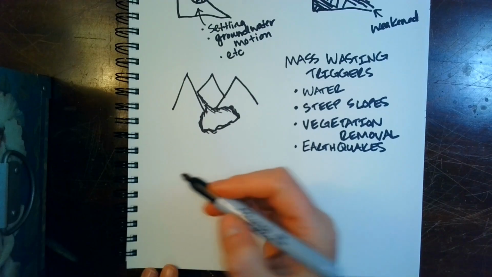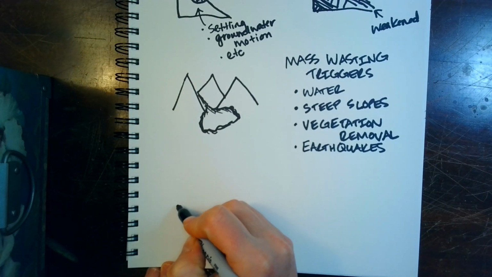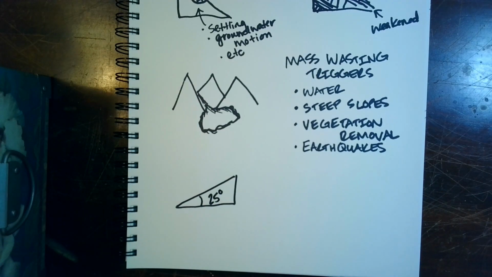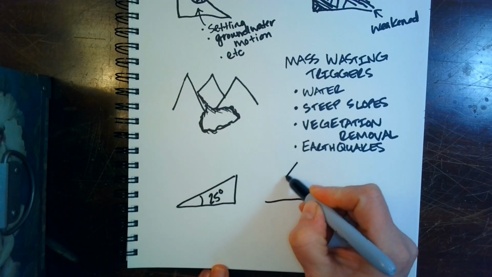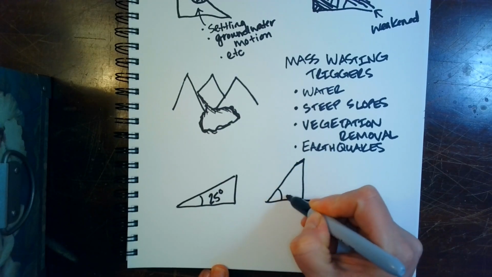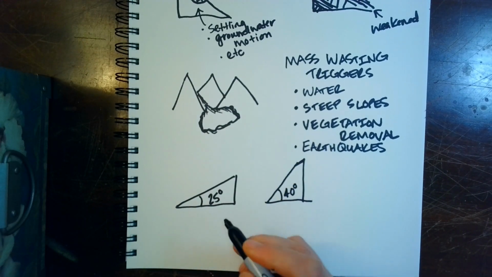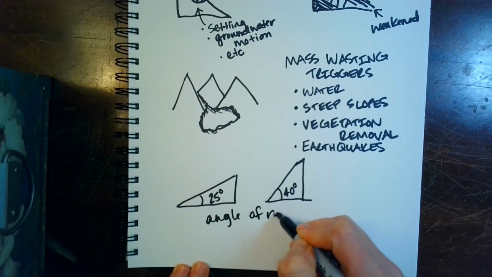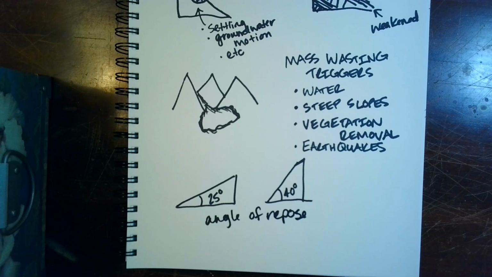Angle of repose, when slopes fail. Slopes between about 25 to 40 degrees can define what we call the angle of repose. Below this angle, so 15, 20 degrees, are generally stable slopes. Above it, so 45, 50 degrees, are more likely to fail. Stability also depends on soil type, rock layers, water content, and vegetation.